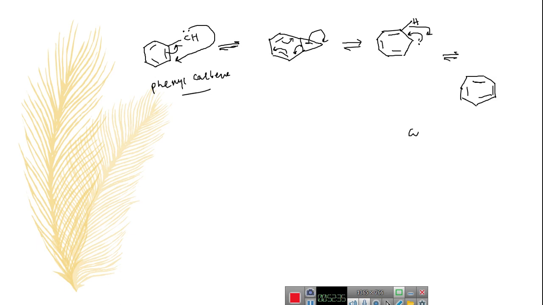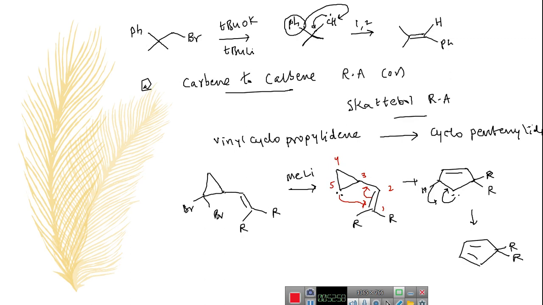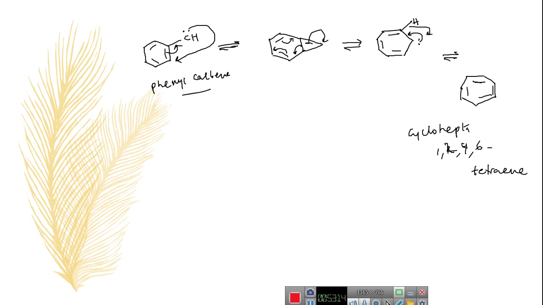You see cycloheptatetraene, one, two, four, six. So this is also another example of a carbene to carbene intermediate. So the first example is vinyl cyclopropylidene, which is a carbene, undergoes rearrangement and produces cyclopentylidene, which is also a carbene. So this is a carbene to carbene rearrangement. There is another case, in which phenyl carbene is rearranging to cycloheptatrienylidene. So this is also an example of carbene to carbene rearrangement.